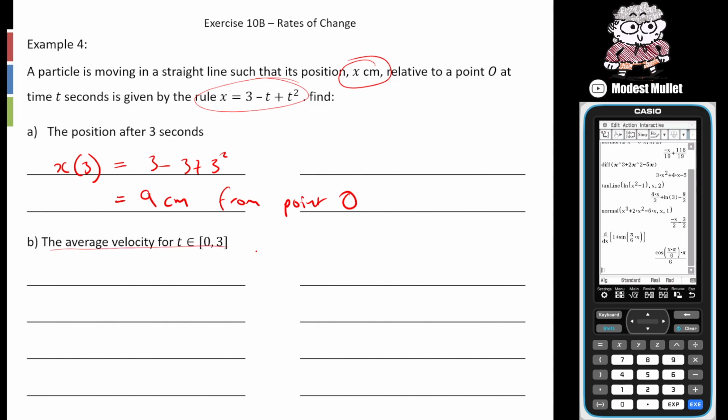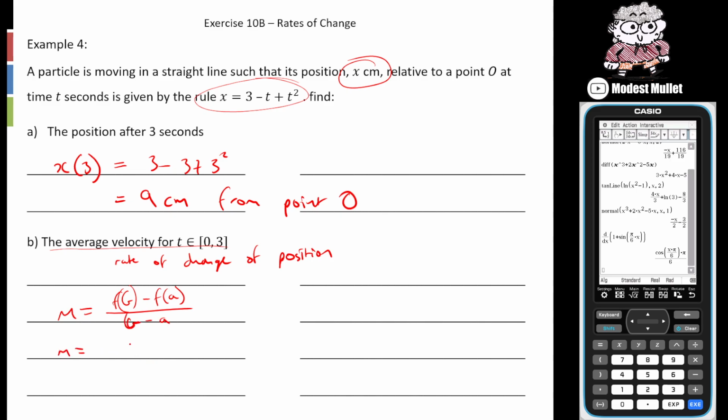Now the average velocity. Okay, so this is an average thing. We want to know the average velocity. So that's the average rate of change. So let's reword this. We want to know the average rate of change of position, because that's what velocity is. So we just use our rule, m is equal to f(b) take away f(a) over b take away a.